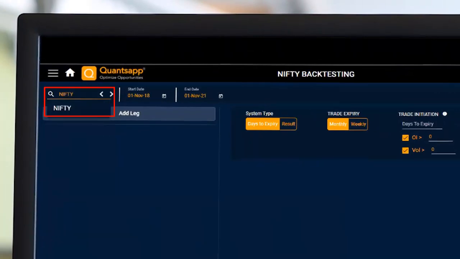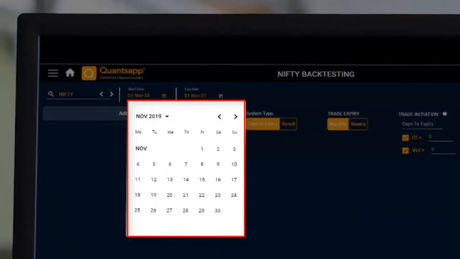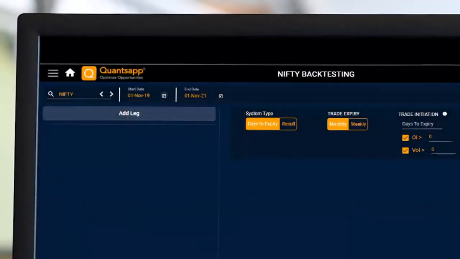So let's say Nifty. Then start date, end date is self-explanatory: when we want to start our backtesting from, till what date we want to conduct a backtesting for. We can go ahead and select the data since inception of it.